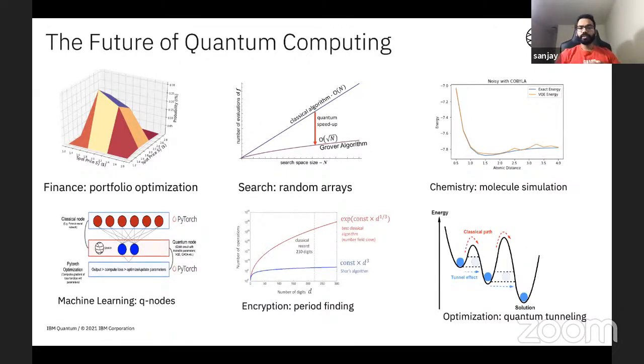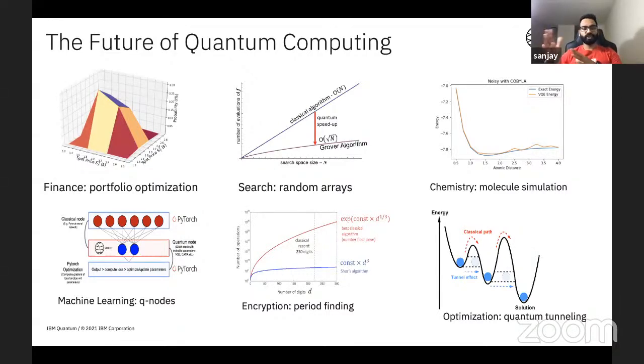We have encryption. We know that the RSA algorithm is based on factorization. So in quantum computing, we have Shor's algorithm. Shor's algorithm is able to factorize a large number within seconds, in one shot. There's a period finding step in it. So in encryption, we are able to use Shor's algorithm and get a huge outcome. So there's a huge scope in encryption as well.